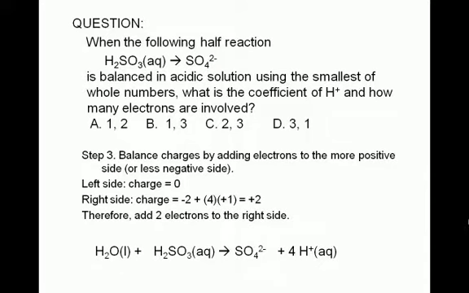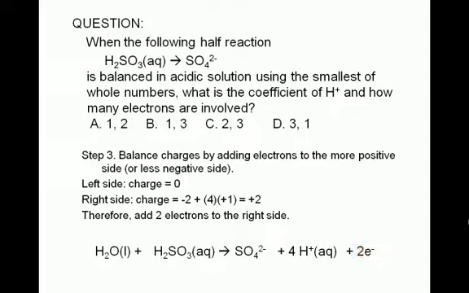In order to balance the charges, we add 2 electrons to the right side. With 2 electrons added to the right side, the total charge for the right side is now 0. Remember that each electron carries a charge of -1. Therefore, the correct answer is A. 2 electrons are needed on the right side to balance the charges.